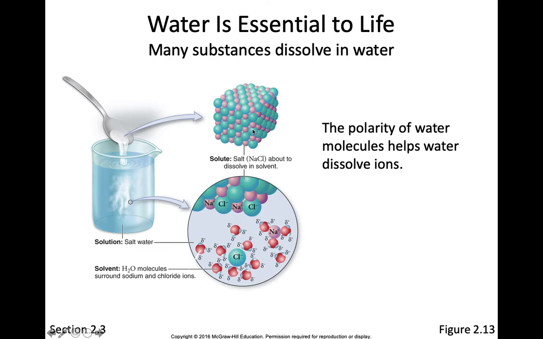The polarity of the particular thing you're trying to dissolve determines how well it will dissolve in water. If you recall, water is slightly polar. So what's going to happen is oxygen is negatively charged, the hydrogens are positively charged, and chlorine has a slightly negative charge. Positive and negative for the chlorines.